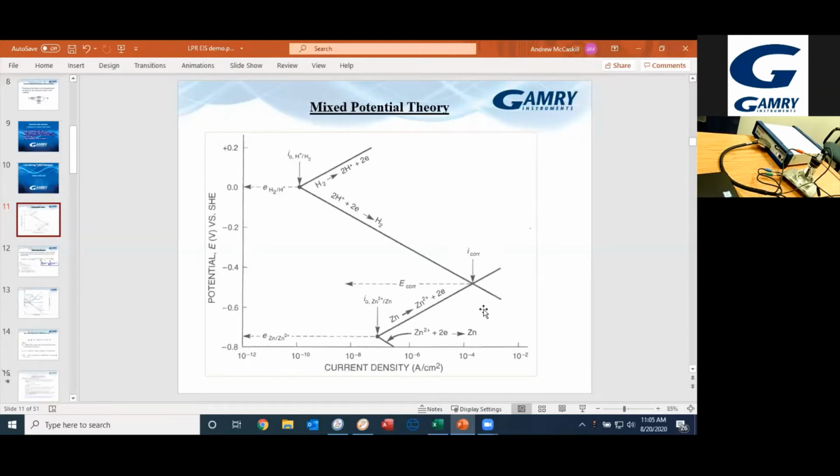Unfortunately, I-corr cannot be measured directly. So at the end of the day, what we're trying to figure out is what this I-corr value is. That's something that can't be measured directly, but we can get it from voltage and current data.